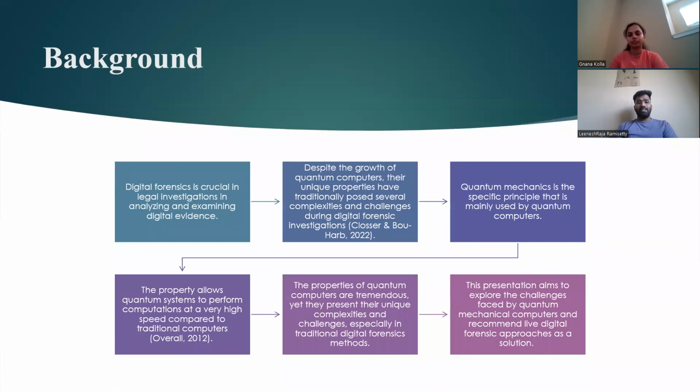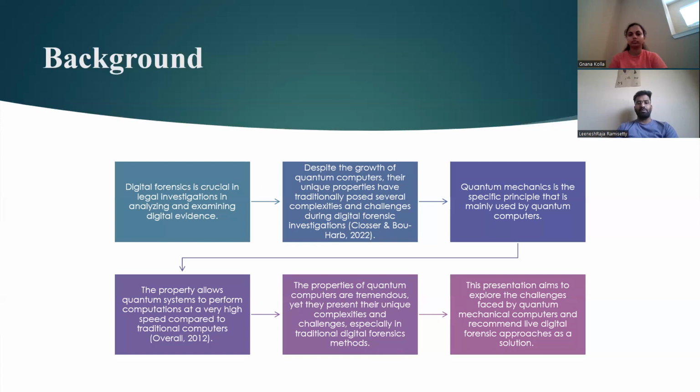Background research. Digital forensics is a branch of forensic science encompassing the recovery, investigation, and examination of materials found in crime scenes. Quantum mechanics is a fundamental theory which is used in the collection of data in the crime scene. Digital forensics plays a crucial role in legal investigation, in analysis and examining during investigation. Advanced quantum mechanics is a powerful instrument in several domains. Quantum mechanics is the specific principle mainly used in quantum computers.